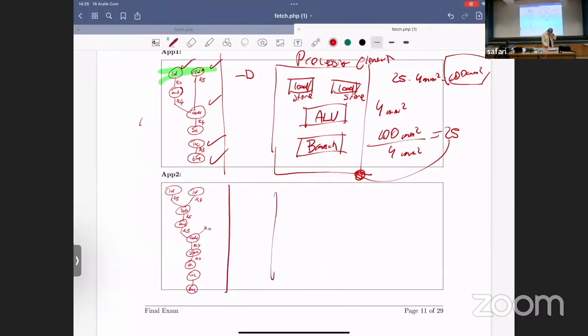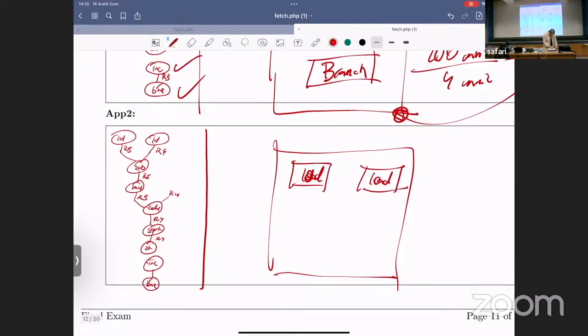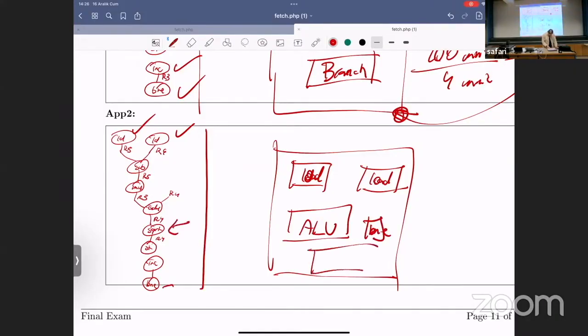So pretty much the same here. This time around, you cannot do that because there is no place to put the other load. But anyway, here you need the 2 load units. So this one and this one. Then you have the arithmetic unit, the ALU, the branch unit here, and also the square root units.